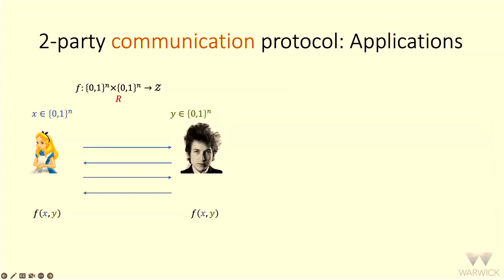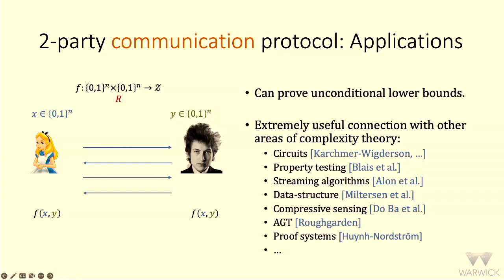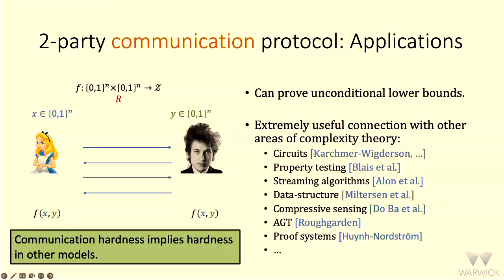Okay, so why is this interesting? Because here we can prove unconditional lower bounds, in contrast to the sequential model. And partly because of that, it is extremely useful in other models of computation. Here is just a sundry list of them, and there are many more. Because you can prove unconditional lower bounds in communication complexity, that carries through to unconditional lower bounds in all of these systems. This is why communication complexity is a very good tool to prove lower bounds.